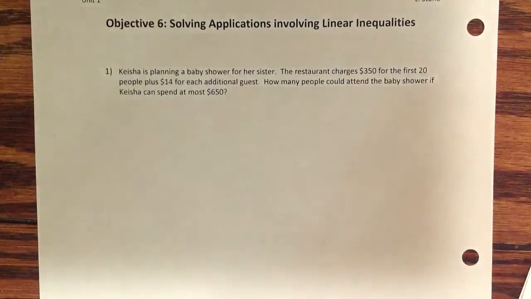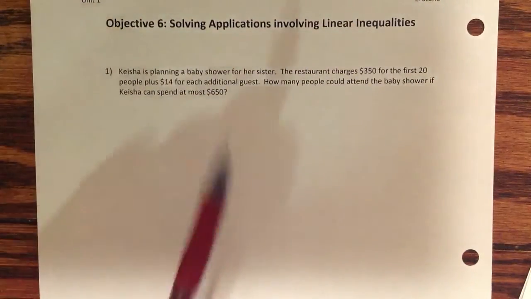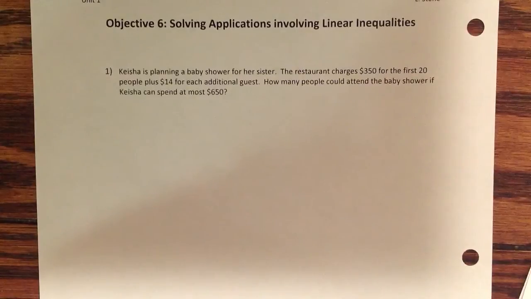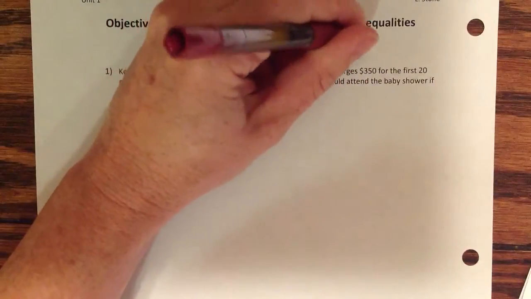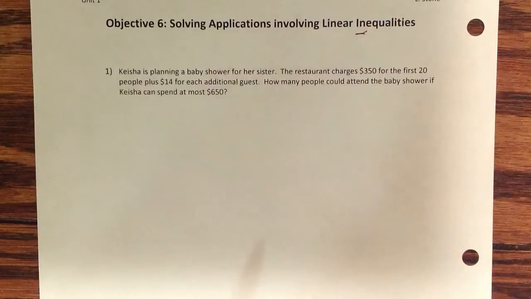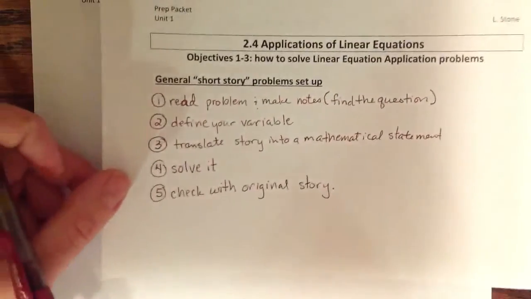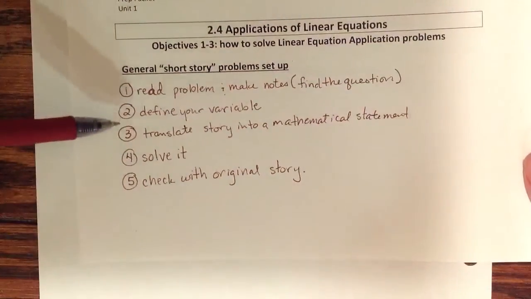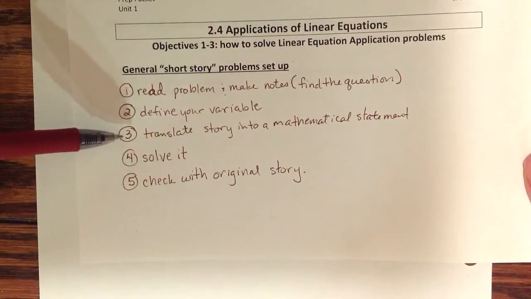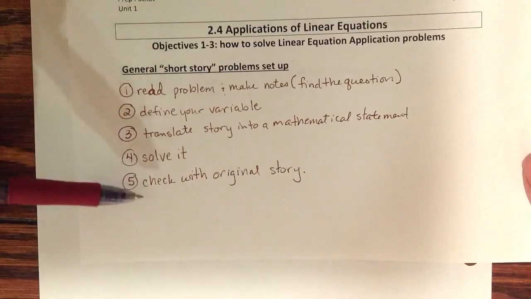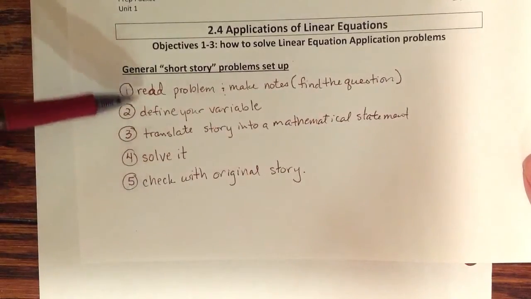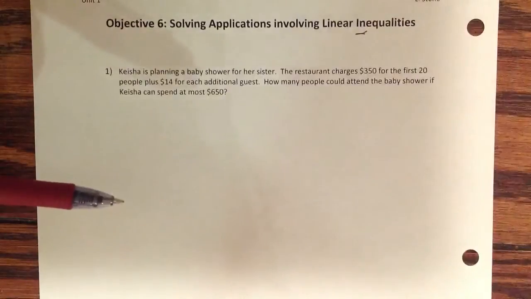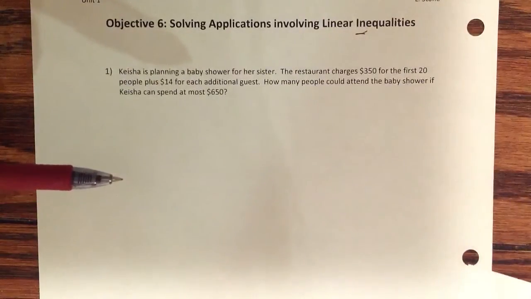Our final example in this section is solving application problems that involve a linear inequality. To do this, we're going to be using the same steps that we've used when we were solving application problems for linear equations. We're still going to read the problem, make notes, define a variable, translate the story into a mathematical statement, solve it, and check it with the story.